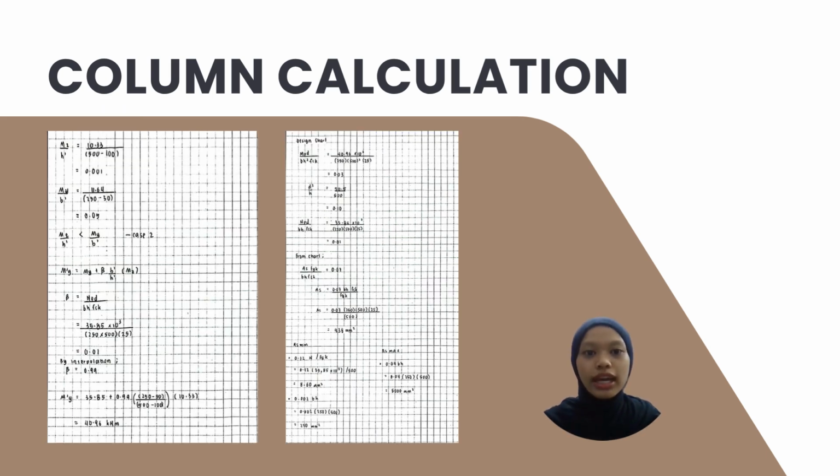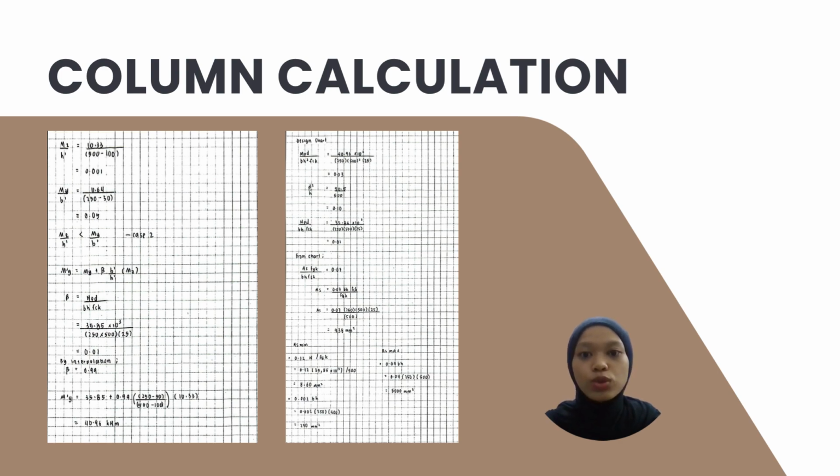Next step, we need to calculate mz over h prime and my over b prime to know which case this column is. Finally, we got mz over h prime is lower than my over b prime, which is case 2. For case 2, we use the formula m prime y is equal to my plus beta times b prime over h prime times mz. To know the beta, we need to calculate NED over BHFCK. We got 0.01. By looking at the beta table, we need to do interpolation and we got beta is equal to 0.99. Then we insert all the data into the m prime y formula and we got m prime y is equal to 40.96.